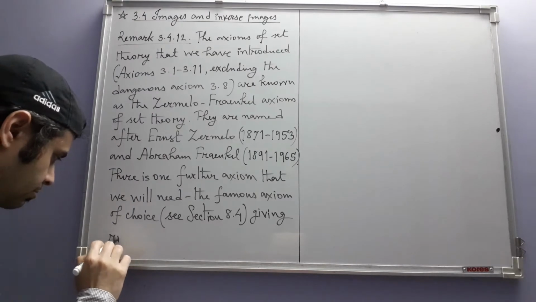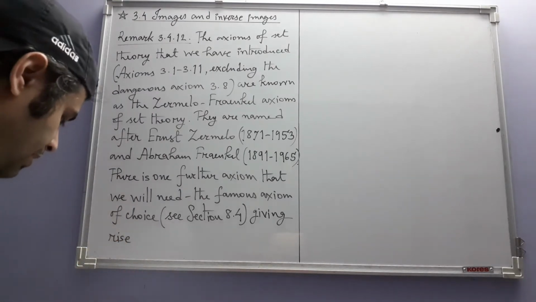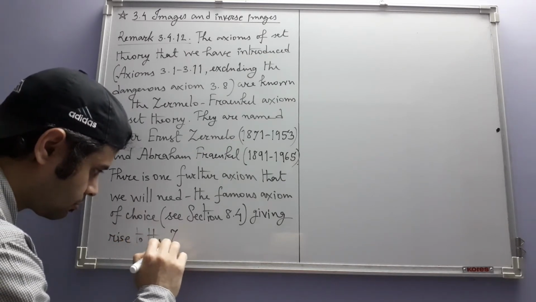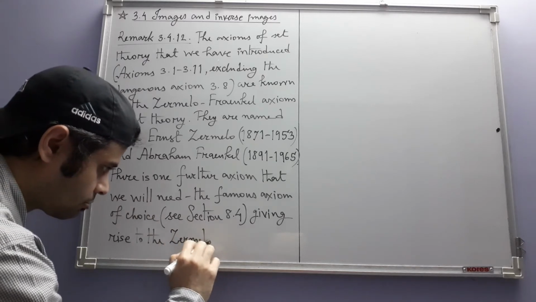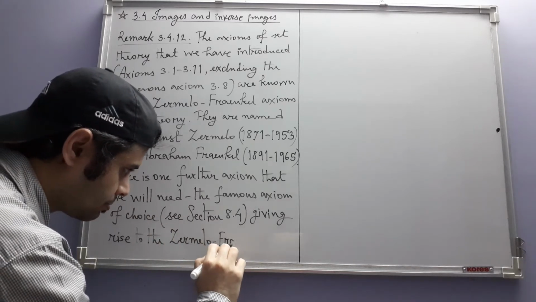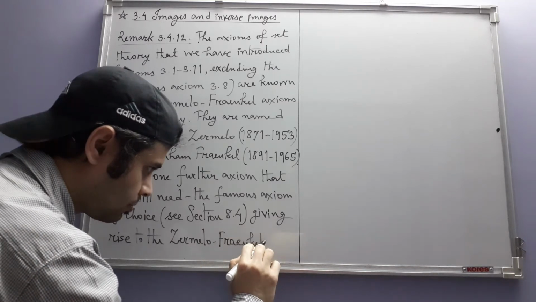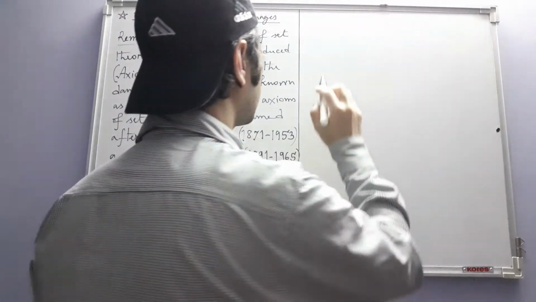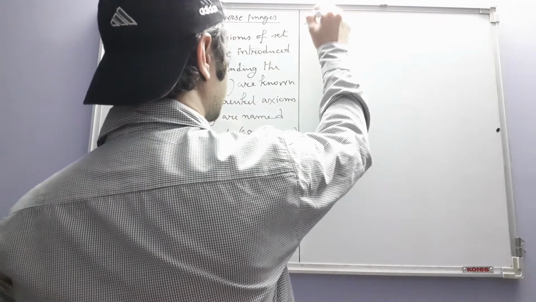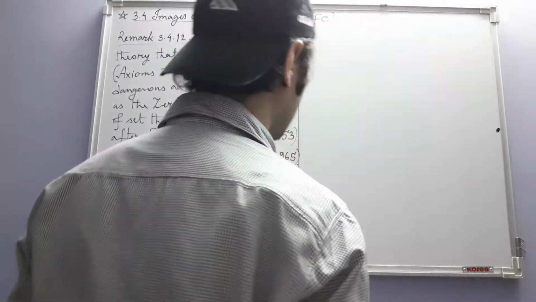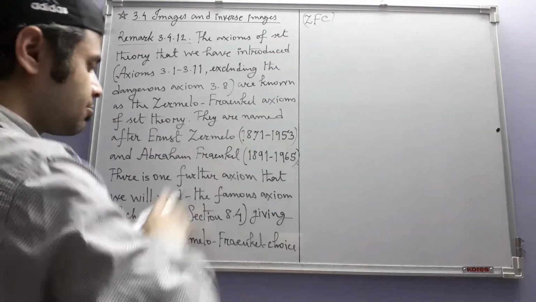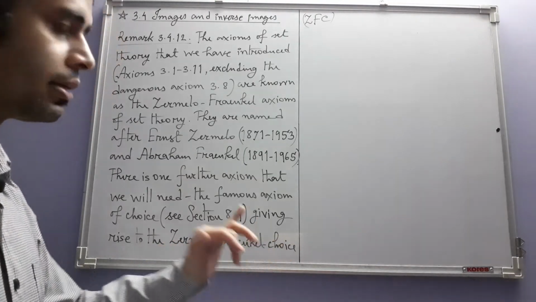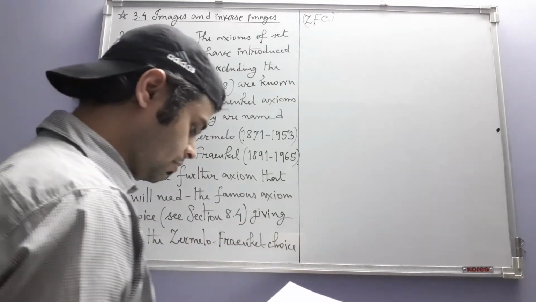Giving rise to, or giving us, anyway, same thing, the Zermelo-Fraenkel choice, and the initials of these letters give us ZFC. So that's where this ZFC comes from, and it means Zermelo-Fraenkel choice axioms of set theory. Okay.